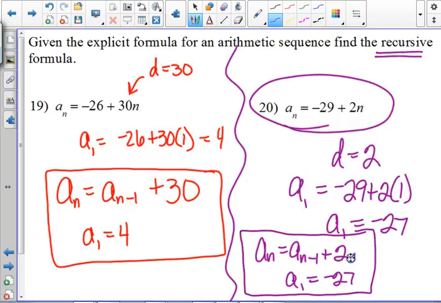Some of you, that would make way more sense if you just started by putting in a 1, putting in a 2, putting in a 3, and figuring out what you got. And then you wrote out a few terms and you went, oh, well, obviously they're adding 2 starting with negative 27. Does that make more sense to some of you? Put in a 1, put in a 2, put in a 3, see what it looks like. Good. All right.